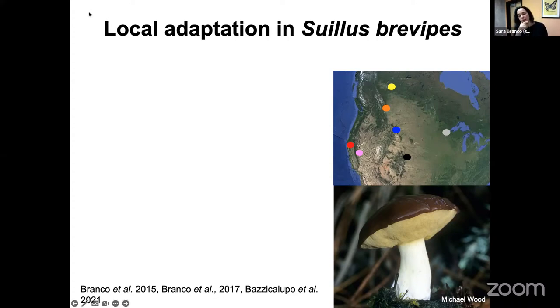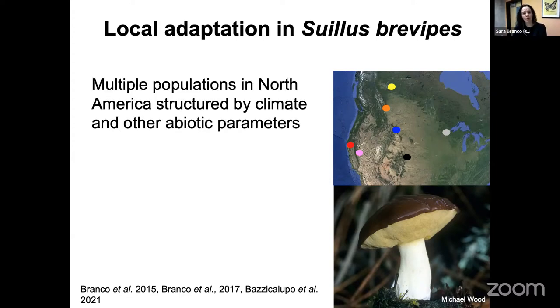And what we decided to do was, because we took a blind approach, more of a reverse ecology approach, we decided to collect a bunch of isolates across North America and just see, are they different populations? And if they are different populations, what is structuring them? And so for this, we used whole genomes. We compared whole genomes across multiple sites. And what we found was that in North America, there's multiple populations. So each one of these dots shows a population, and this is the Pacific Ocean and Lake Michigan. So the Rocky Mountains here in the middle.